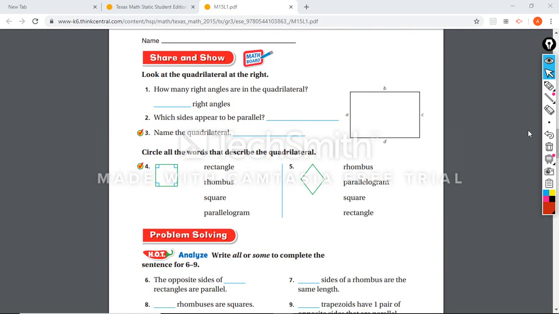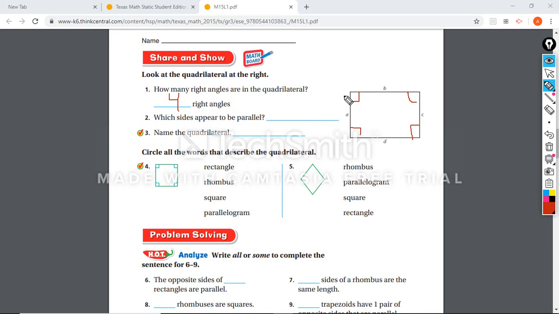Okay, let's walk through this one. Here's a quadrilateral. How many right angles are in the quadrilateral? Well, there's one here, one here, one here, and one here. So there's four.